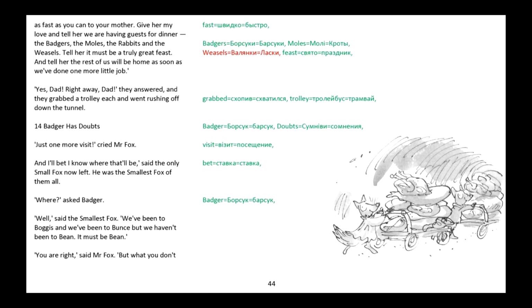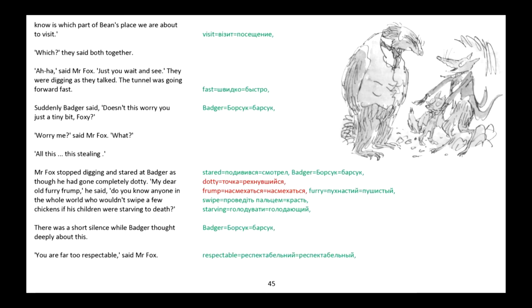Chapter 14, Badger Has Doubts. "Just one more visit," cried Mr. Fox. "I'll bet I know where that'll be," said the only small fox now left. He was the smallest fox of them all. "Where?" asked Badger. "Well," said the smallest fox, "we've been to Bogus, and we've been to Bunce, but we haven't been to Bean. It must be Bean." "You are right," said Mr. Fox, "but what you don't know is which part of Bean's place we're about to visit." "Which?" they both said together. "Aha," said Mr. Fox, "just you wait and see."